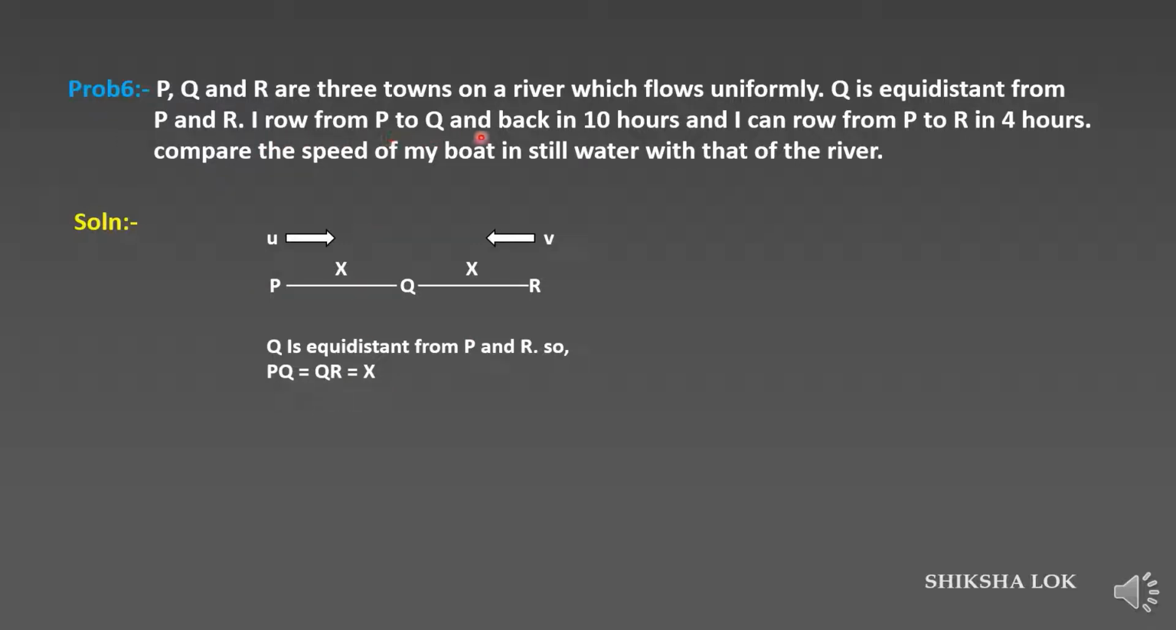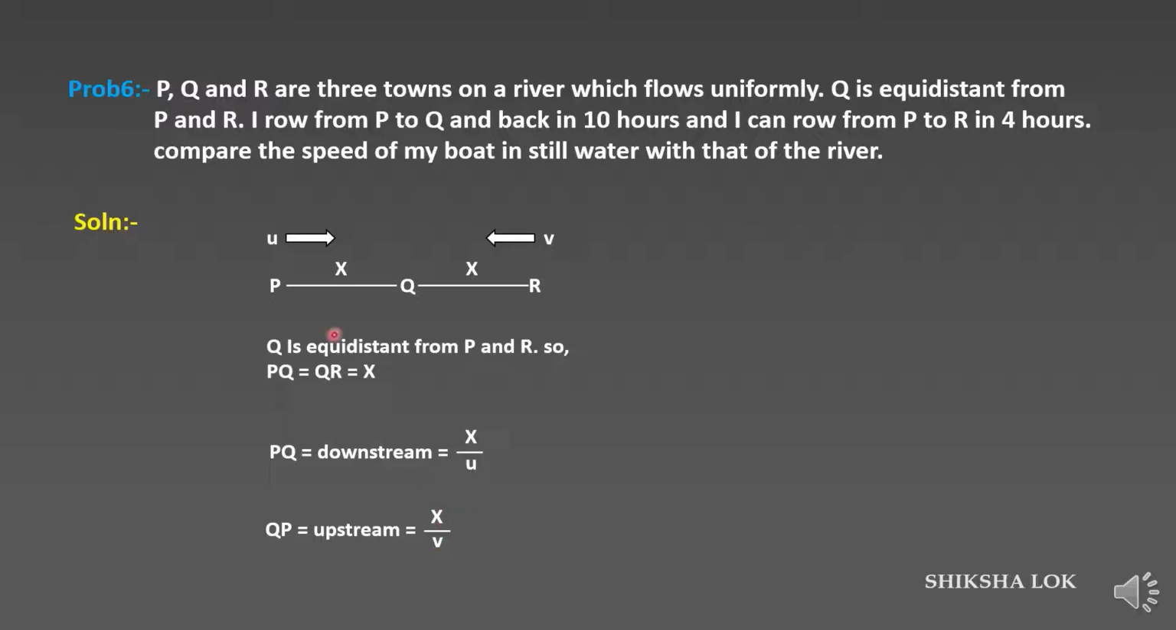I row from P to Q and back in 10 hours. From P to Q I go, so that's downstream, and Q to P I come back, so that's upstream. So let us assume downstream speed as u and upstream speed as v. Downstream time is given by total distance by speed, and for upstream also total distance by speed. So the distance is x and the downstream speed is u, so that's x by u. For upstream, the distance is x and the speed is v, so that's x by v.